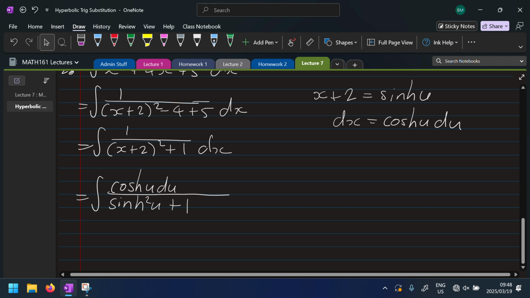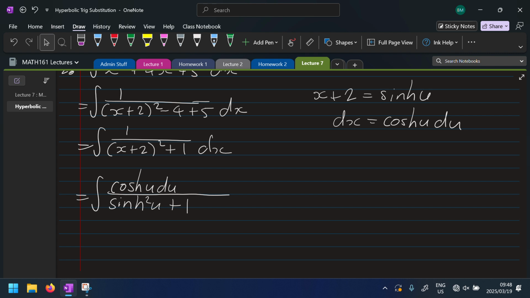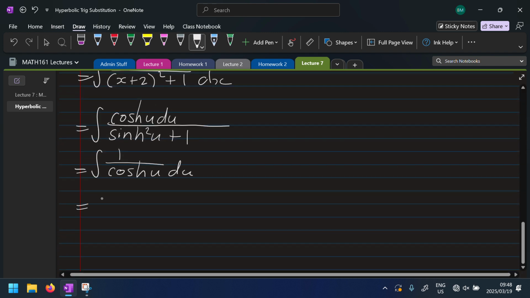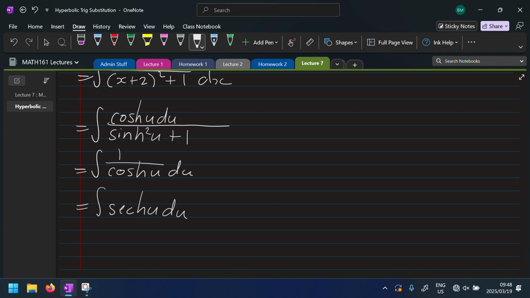Easy enough. Now, sinh squared plus 1 is cosh squared. We've got cosh squared at the bottom and cosh at the top, so one of them will cancel. So we end up with the integral of 1 over cosh u du, which is now the integral of sech u du. At this stage, there are two different things you can do. Either you know the answer for this because you did the homework problem, or you can do it the long way. So let's just show that on the side here.